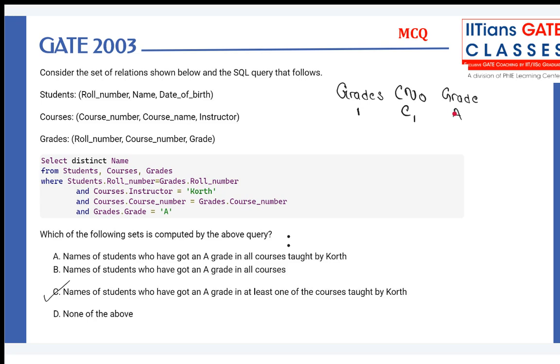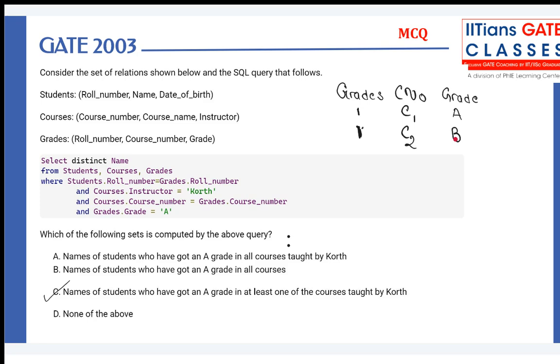Let's say the roll number is one only. There's another course C2. The grade is B. This is the grades table. Let's say these courses C1 and C2, both of them are taught by Korth. Okay.